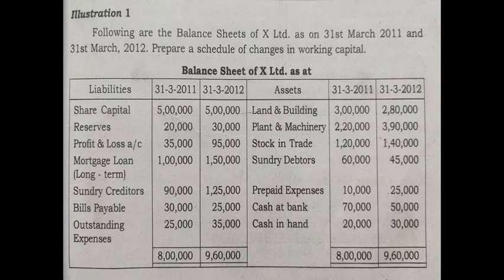Usually you will be given a question like this where two balance sheets will be given: the balance sheet of a certain concern relating to two accounting periods. Why two accounting periods? Because, for example, take land and building. In order to study the change in this particular item, you need to compare two amounts. That's why two balance sheets are given.